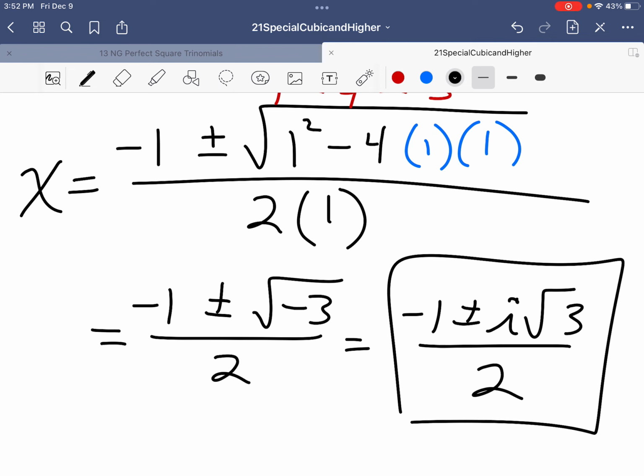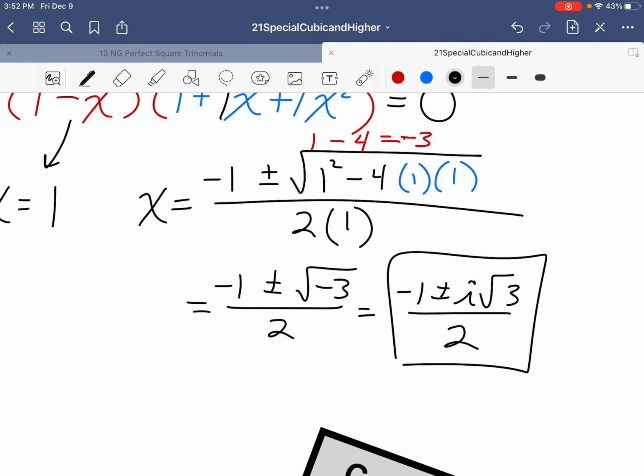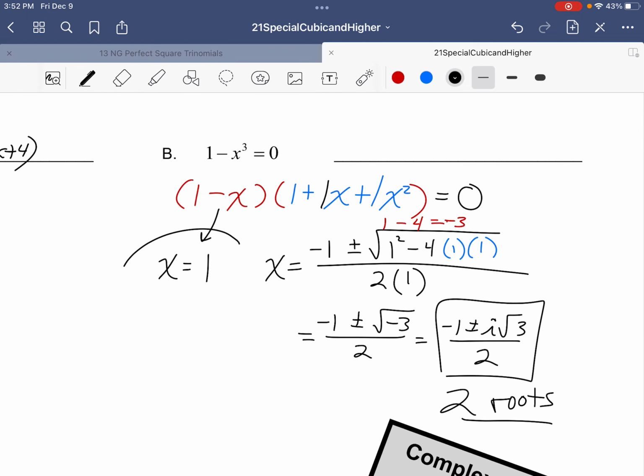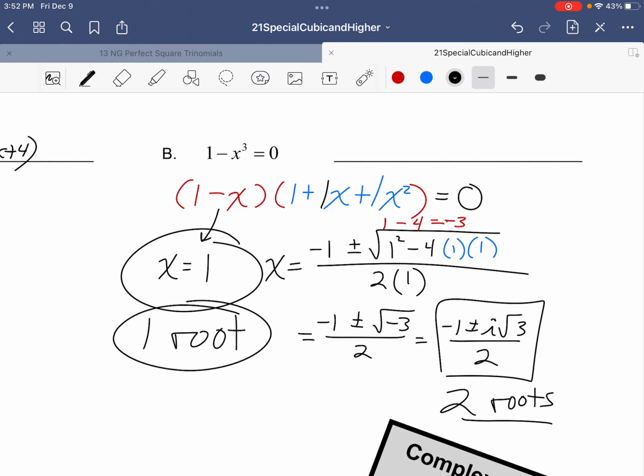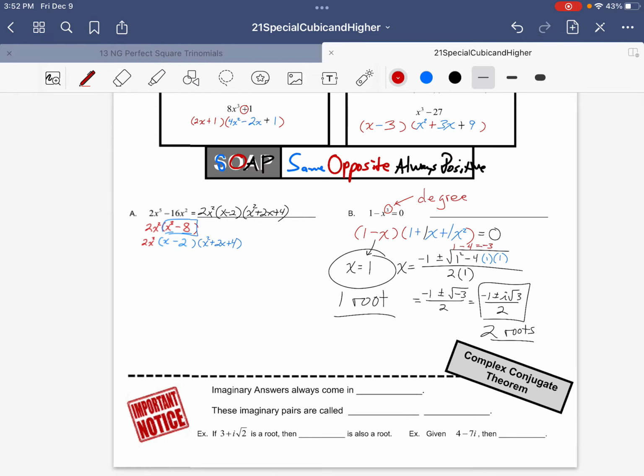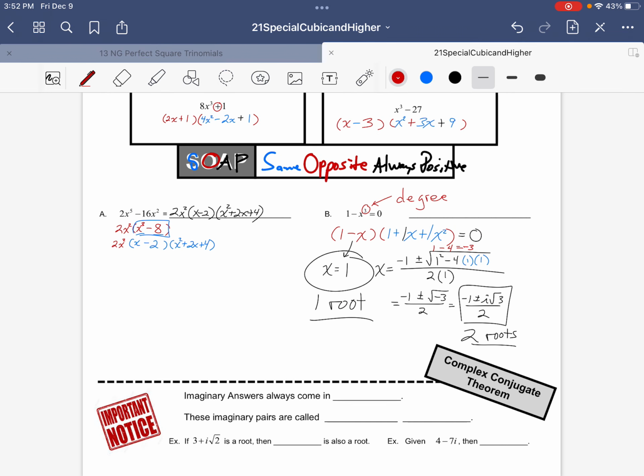How many numbers technically does this represent? 2, right? 2 roots, technically. How about this root right here? This was 1 root. How many roots do I have in all? 3 roots. Oh yeah, it was supposed to be 3. This was a degree 3 problem. Listen, the fundamental theorem still counts. I know we're on to something else, but we're not on to something else because the fundamental theorem is always going to apply to polynomials.